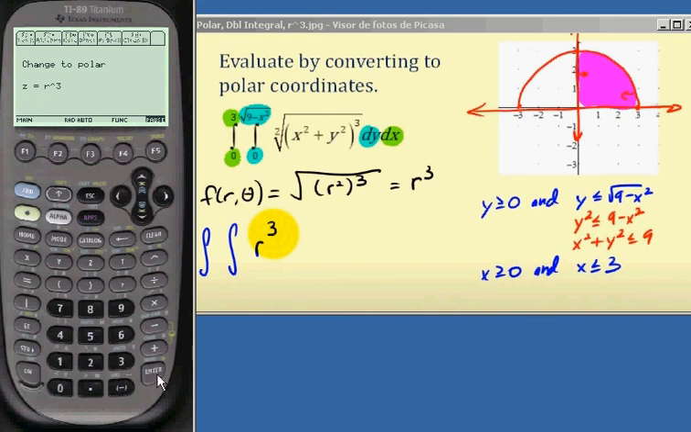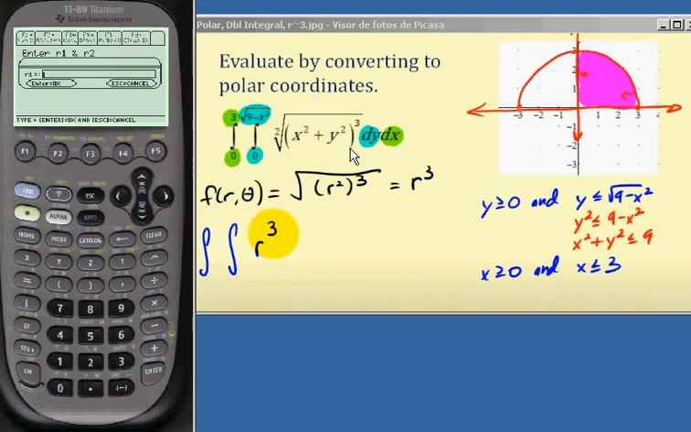Z equals r cubed, okay. You can do either one of these, but I have it set up to do different orders of integration, and we're going to use number one here, dr d theta. And again, the volume formula, write that down. And we're going to enter the limits.